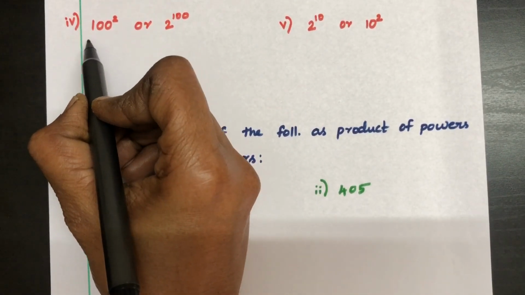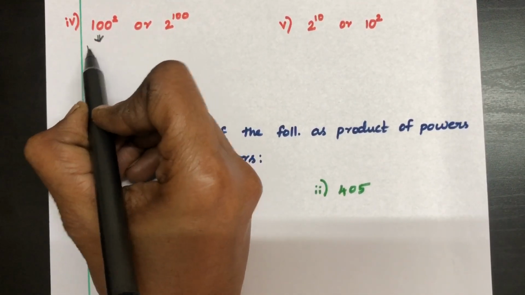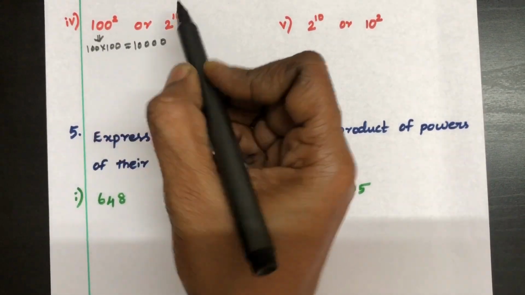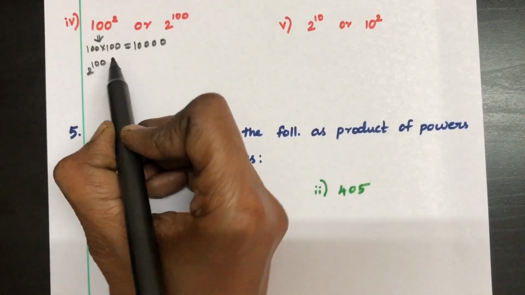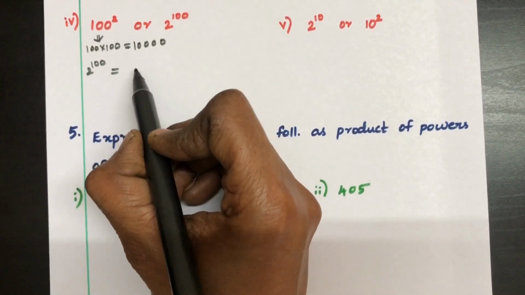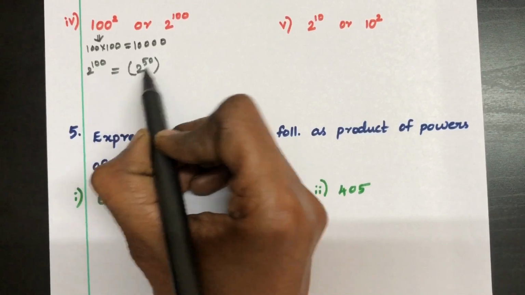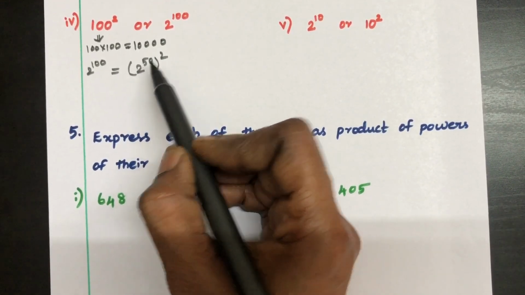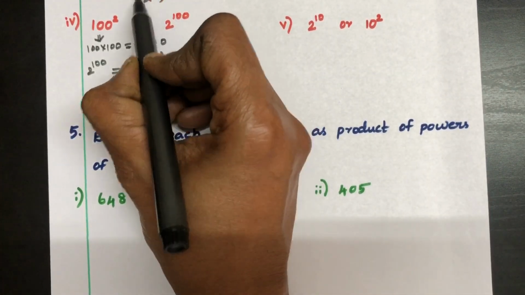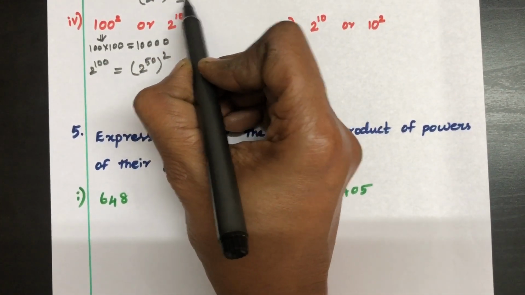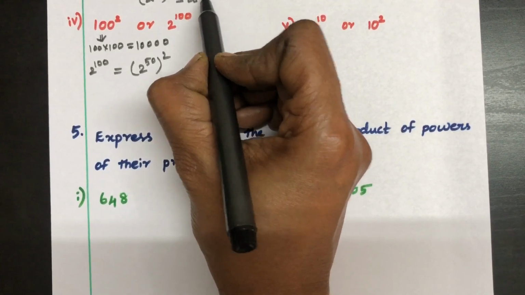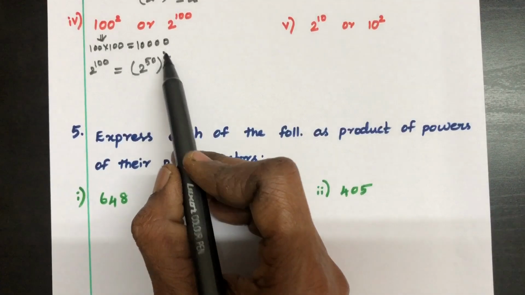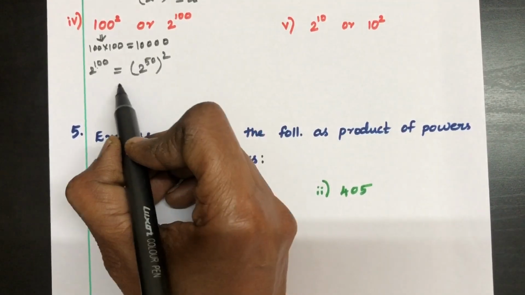Fourth subdivision, 100 square or 2 power 100. 100 square means 100 into 100, which gives us 10,000. So what is 2 power 100? We can write this as 2 power 50 the whole square. By the exponent formula, a power m the whole power n is a power m into n, power of power: just multiply the exponents. 50 into 2 gives us 100.